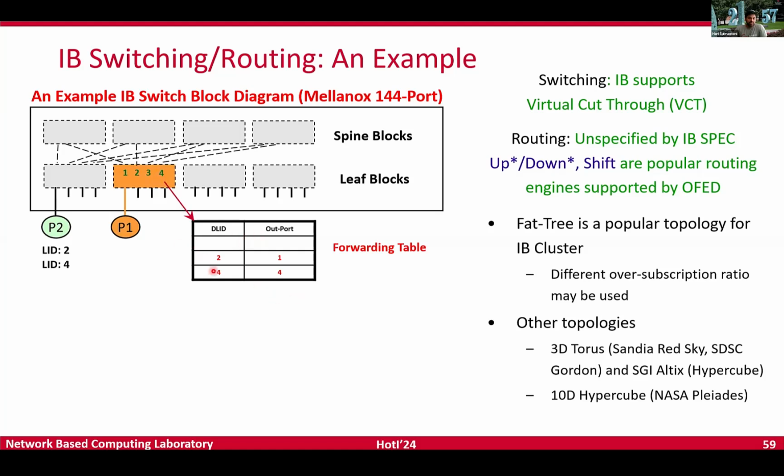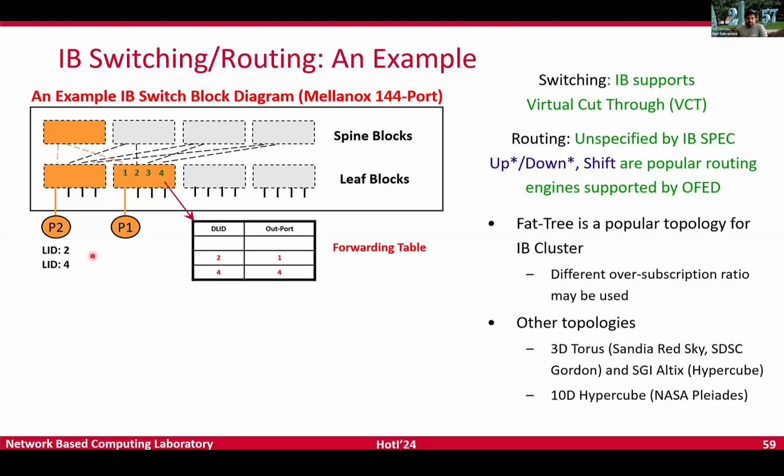So the forwarding table says that if your destination LID is 2, you go through port 1. If it is 4, you go through port 4. Let's assume P1 sends a message with a DLID of 2. That will go to this particular spine switch, come down and reach P2. Now, suppose that this particular spine switch is down or these links are congested.